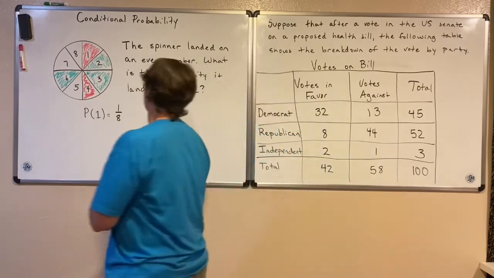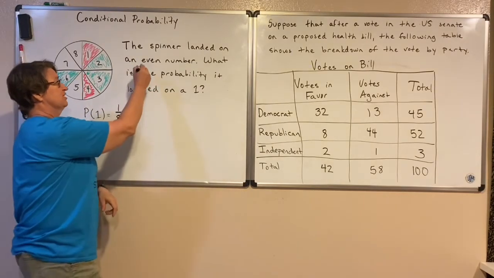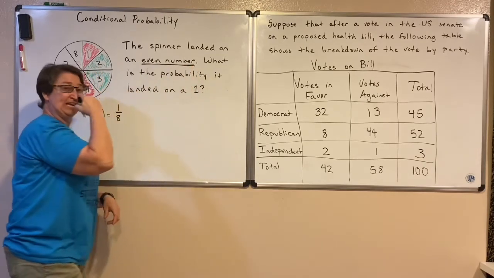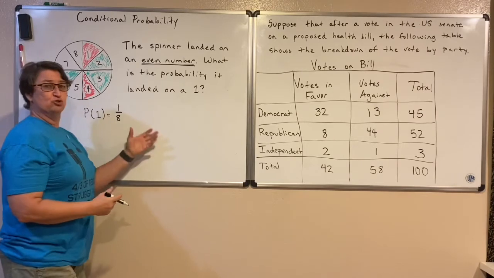So that is called conditional probability. We now have this condition that it landed first on an even number, and it changed our probability. It changed it from 1/8 to 0.